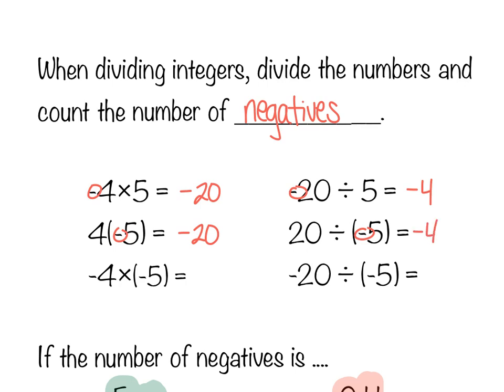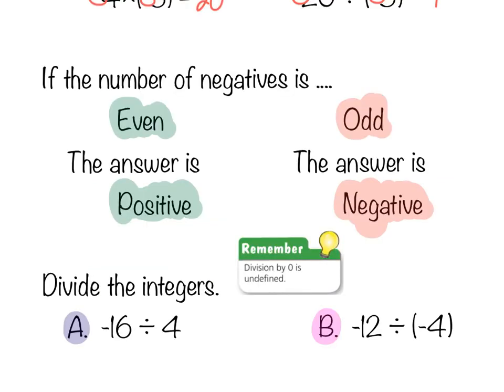And then here we've got two negative signs. So 4 times 5, both numbers negative. Negative 4 times negative 5 is positive 20. And negative 20 divided by negative 5 is positive 4. They use the same set of rules, except we're just dividing this time. So we are just counting the number of negatives.